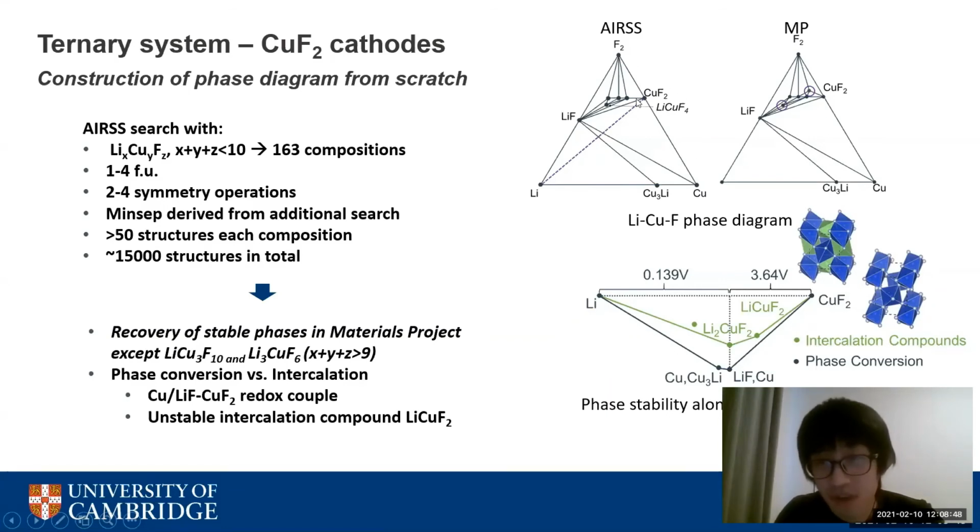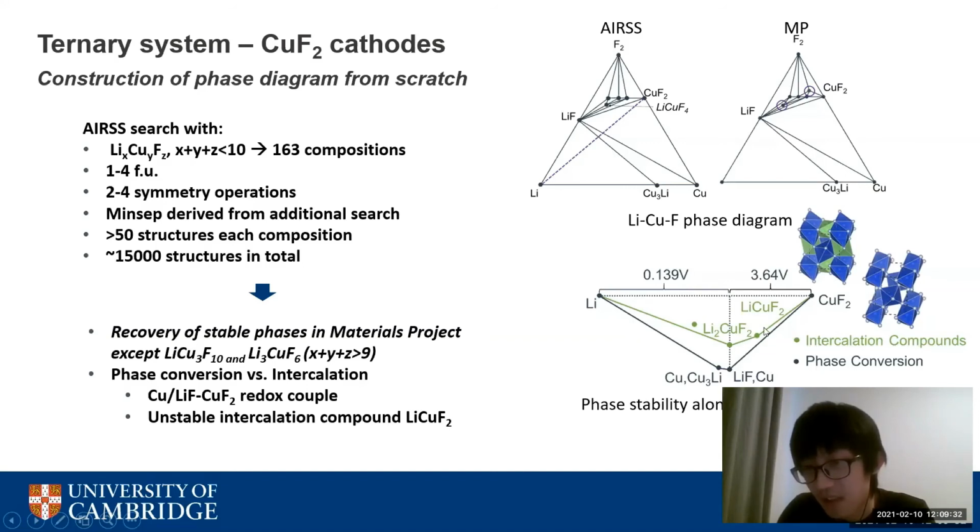From this result, you can see that we can actually analyze why this copper fluoride goes through a conversion type of reaction. As I mentioned previously, we draw a tie line between lithium and the copper fluoride, and then we have the stable phases along this tie line. You will find that this copper fluoride will decompose into lithium fluoride and copper in a thermodynamically stable manner. However, if we force it to go through this intercalation type of reaction, it will look like this.